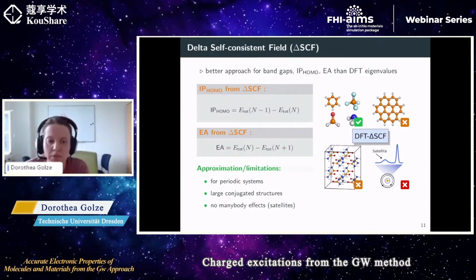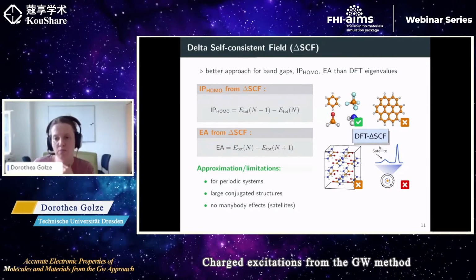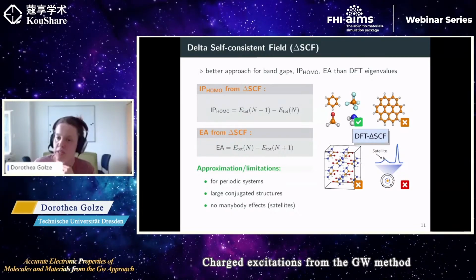And another point is you can have many-body effects in your spectra. So not only having the main peak here, but for example, also a satellite.